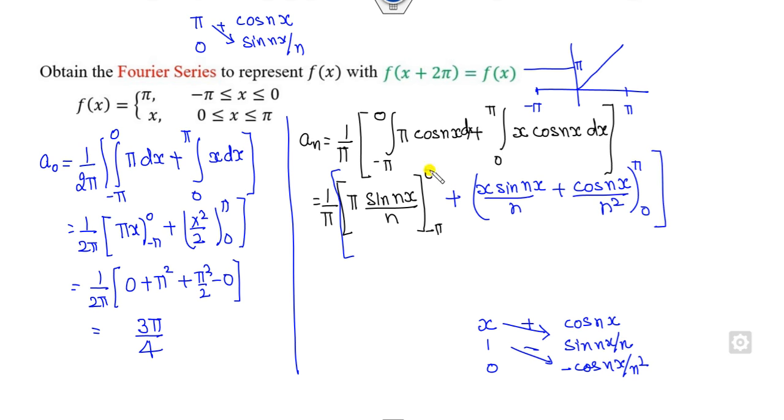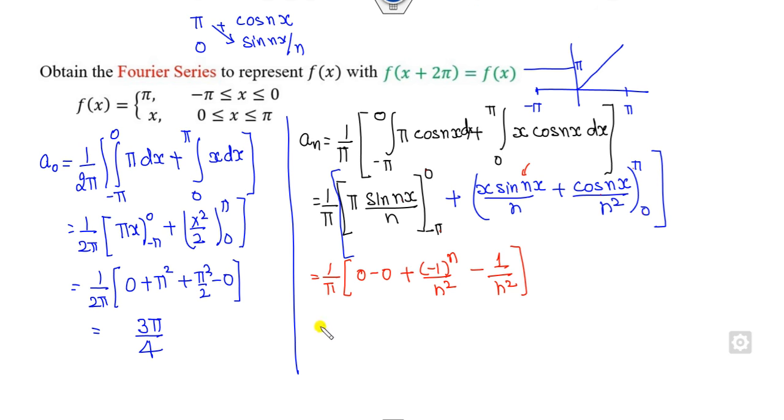Now you can substitute the limit. When it's 0, sin 0 is 0. When you substitute pi, sin n pi is again 0. So this is 0 and 0. When you substitute pi, sin n pi will be 0, cos n pi is minus 1 raised to power n over n square. When you substitute 0, this is 0 and cos 0 will be 1 over n square. So the answer of this term is 1 over n square as a common factor. So minus 1 raised to power n minus 1 over pi n square. This is the value of an.